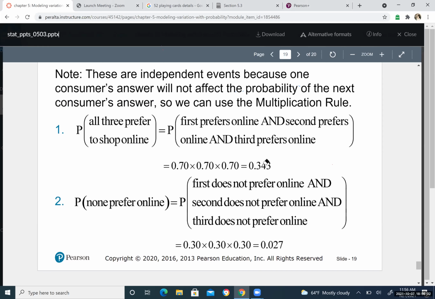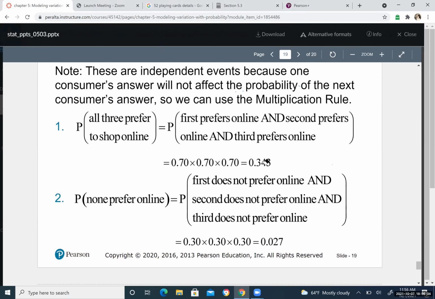Okay, this is what I meant. That means the first one likes to shop online, and the second one likes to shop online, and the third one likes to shop online. So three, right? They are independent. You multiply them all together, you get a value. You're done. Box it.